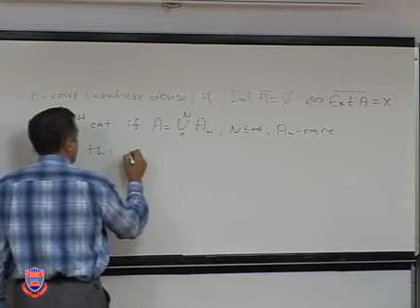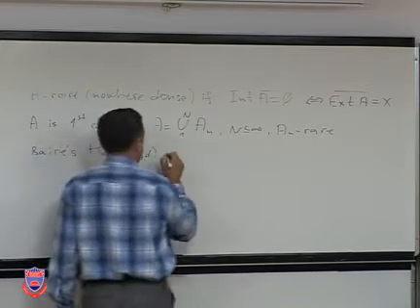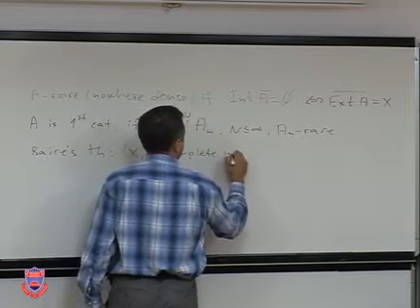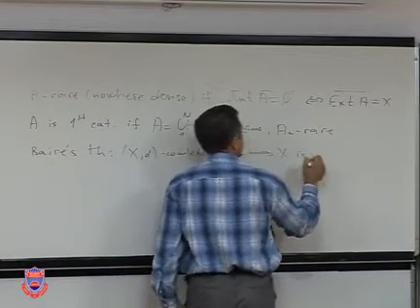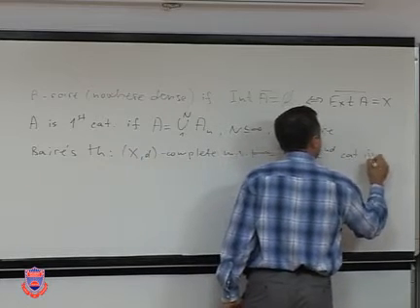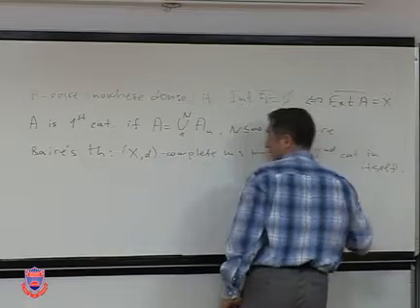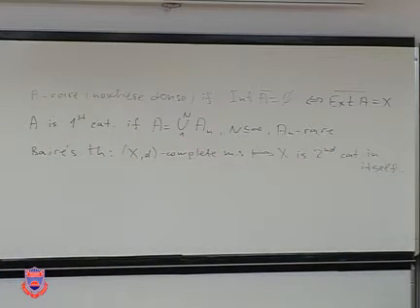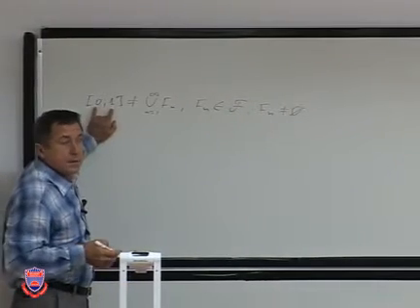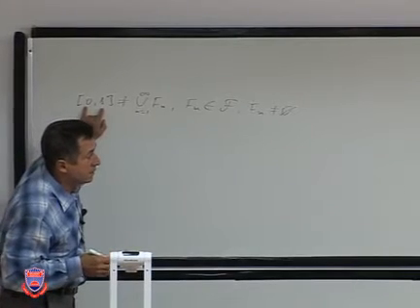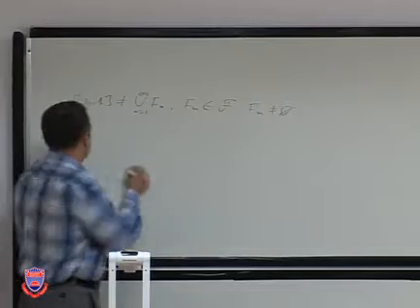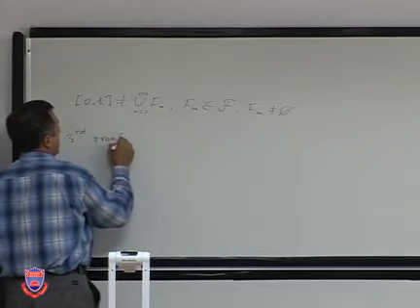Baire's theorem says that if X is a complete metric space, then X is of the second category in itself. Now, I don't want to discuss again what we understood in the previous lecture about what it means to be second category in itself. In a wider space, it may be first category. What is more, it may be a rare set. Now look, definitely this interval is complete since it's compact. This is the third proof.